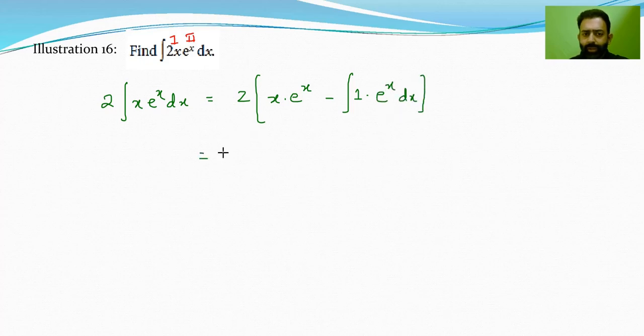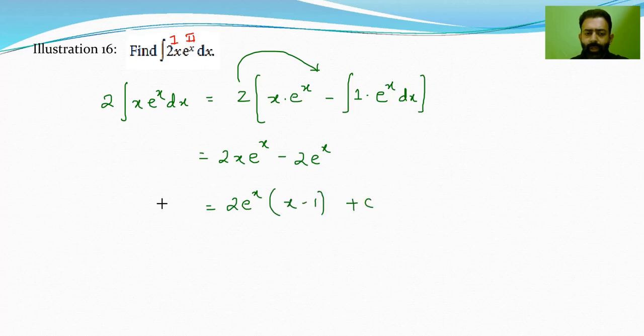Okay, so this is 2x e raised to power x minus e raised to power x integral is again e raised to power x. So minus, you can multiply this 2 inside. So minus 2 e raised to power x. Okay, you can take 2 e raised to power x outside. So it is 2e^x (x minus 1) plus c. Okay, this is your final answer.